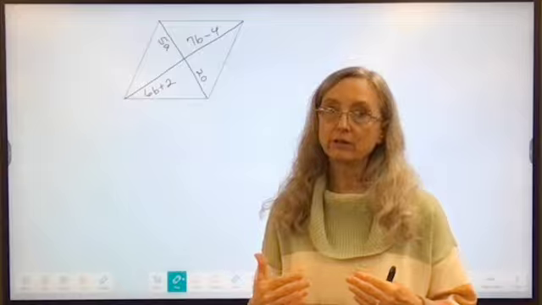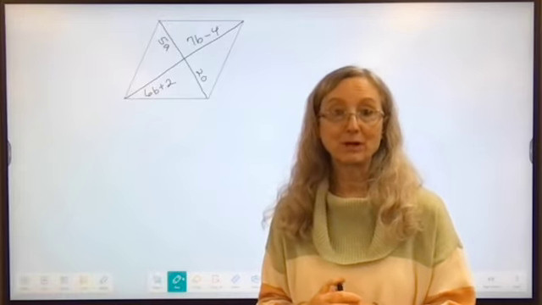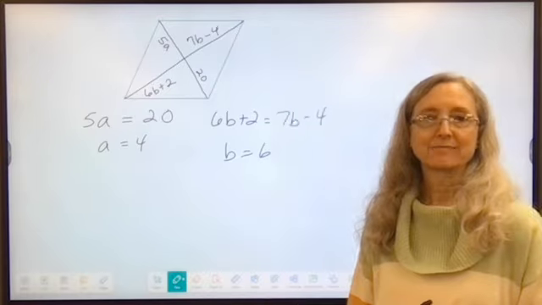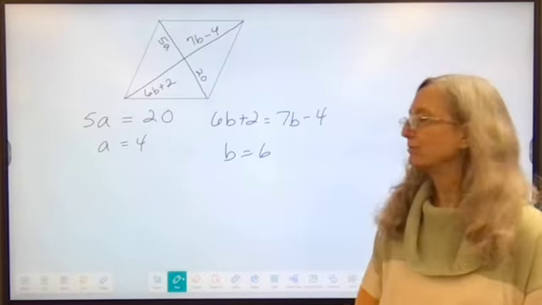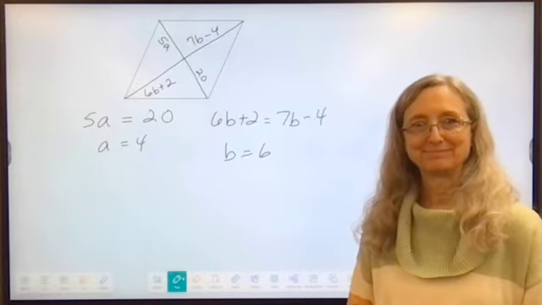So you set up those equations, solve for A, solve for B, and you've got your answer. Knowing the characteristics of a parallelogram is important in being able to solve a problem like this. So that's how you would solve. A would have to be 4, and B would have to be 6.